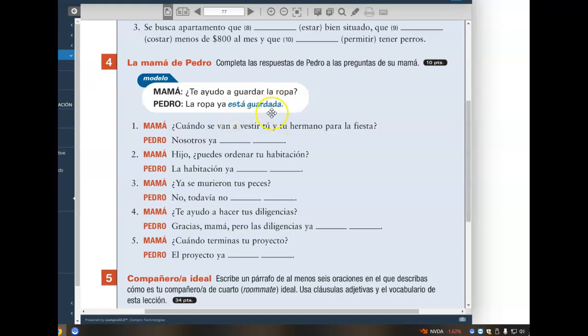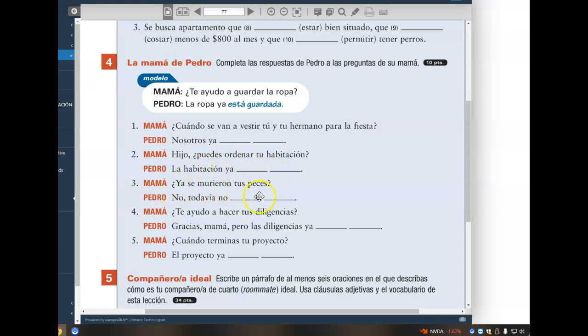Remember, your adjective, or past participle, which is serving as an adjective, needs to agree in both gender and number with the noun that it modifies. Ya estamos vestidos. That would be your past participle of the verb vestir. Hijo, ¿puedes ordenar tu habitación? Son, can you please clean your room? La habitación ya está ordenada.